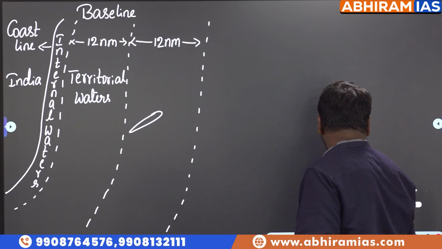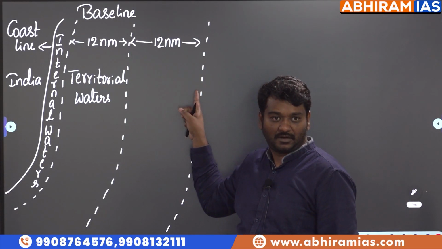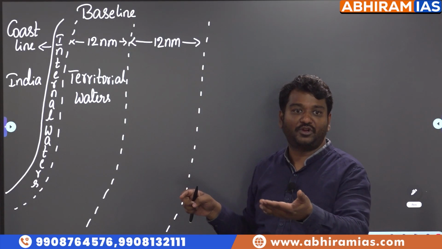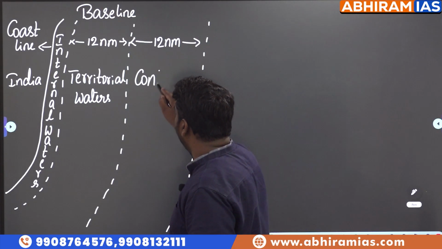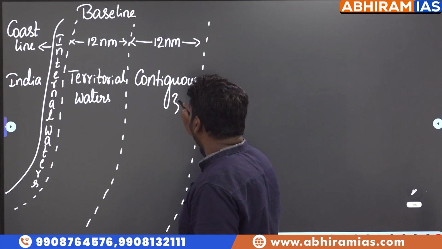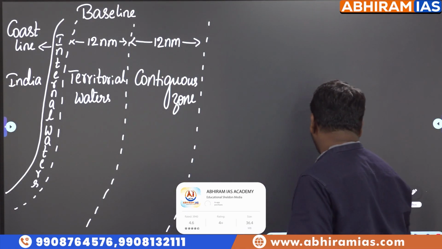Then the international community told, fine, you can stop people in this region. You can just ask who you are, where are you going, show me the documents. That you can do. So this region is called the contiguous zone.